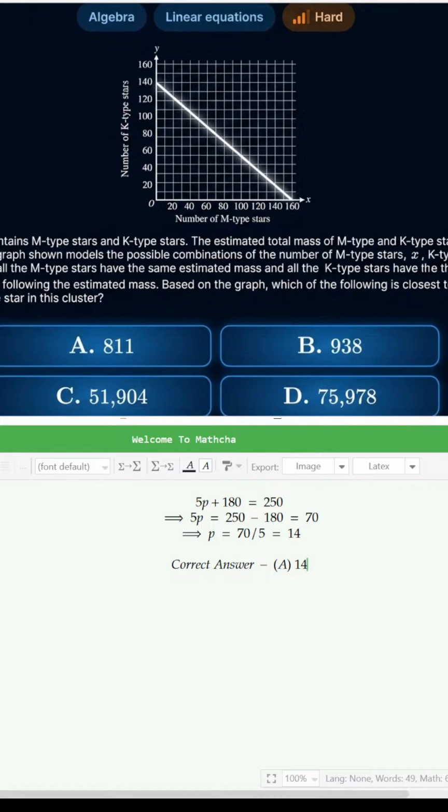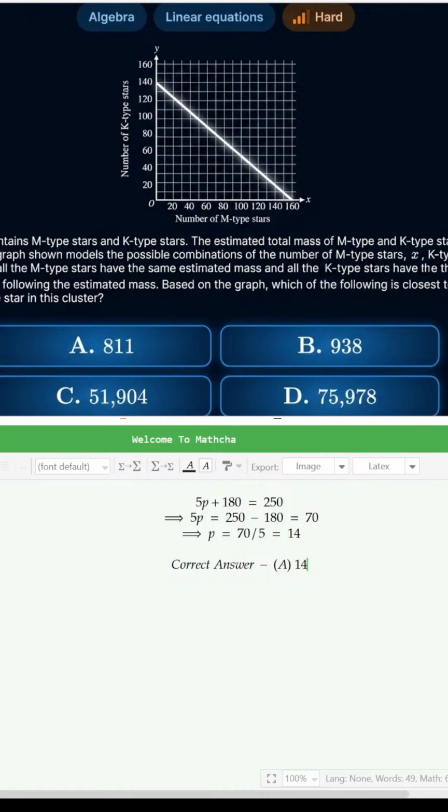So the graph shown models the possible combinations of the number of m type stars, that is x, and k type stars on the y axis, that is y, that could be in this open star cluster if all the m type stars have the same estimated mass and all the k type stars have the same estimated mass. So all the m type stars have the same mass within themselves and all the k type stars have the same mass within themselves. So based on the graph, which of the following is closest to the estimated mass in quetagrams of each m type star in this cluster?